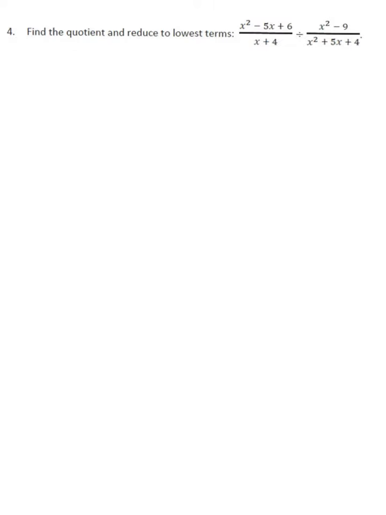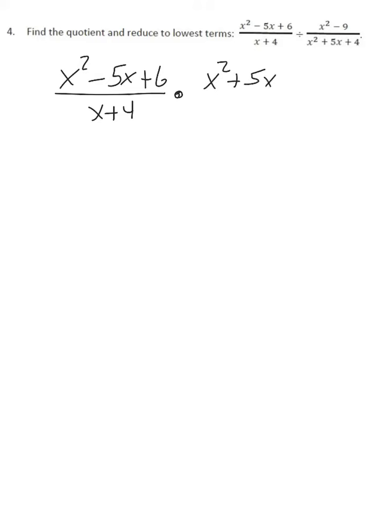Okay, in example 4 here, same scenario. We've got an x squared minus 5x plus 6 all over an x plus 4. I had division, so change to multiplication and flip. So you'll get the x squared plus 5x plus 4 in the top, and in the bottom will be the x squared minus 9. Now we've got a lot of factoring to do.